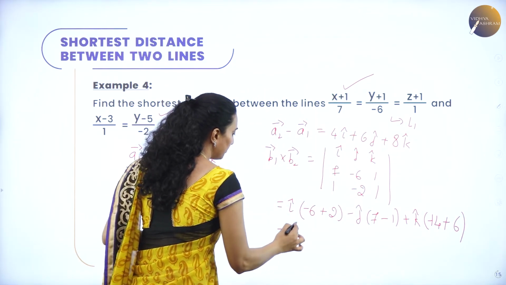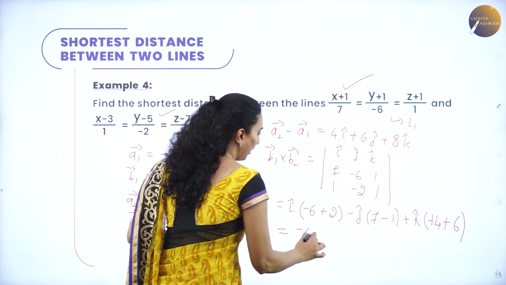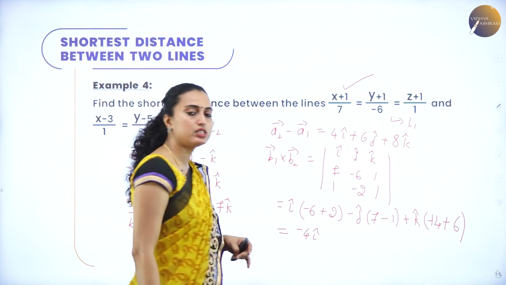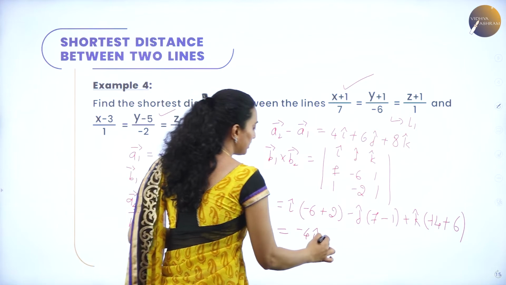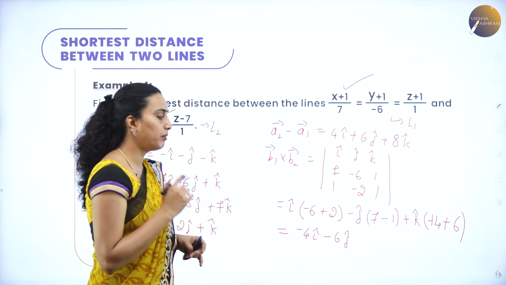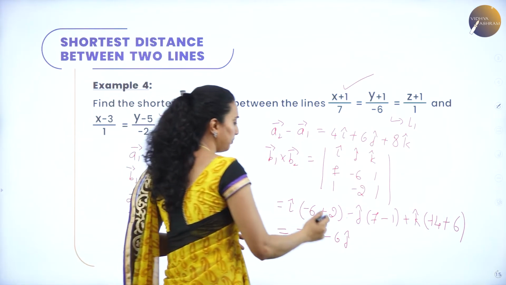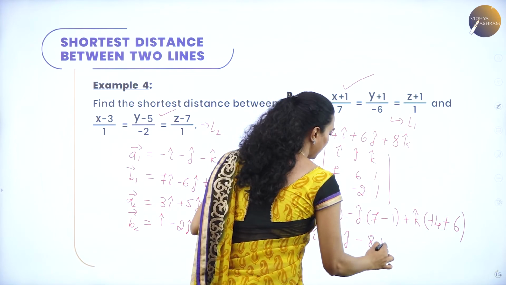So, you can further simplify this. Minus 6 plus 2 is minus 4, so minus 4i. Again, 7 minus 1 is nothing but 6. Minus is there, so minus 6j. Plus into minus is minus. Again, minus 14 plus 6, which will become minus 8. Plus into minus is minus 8k.